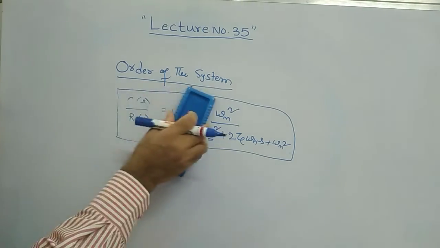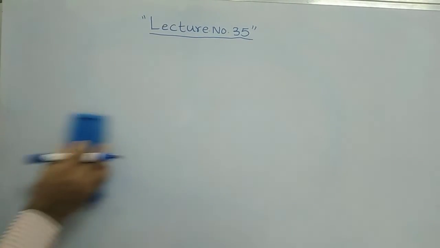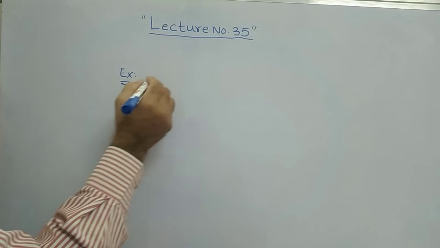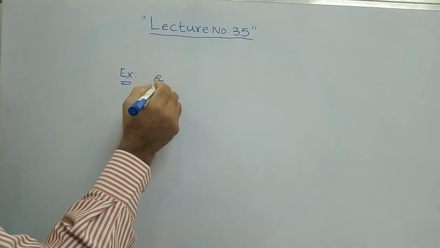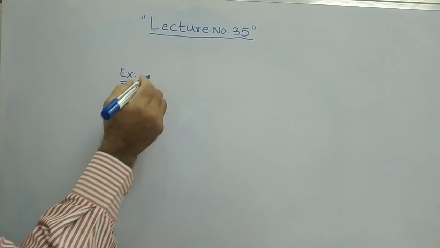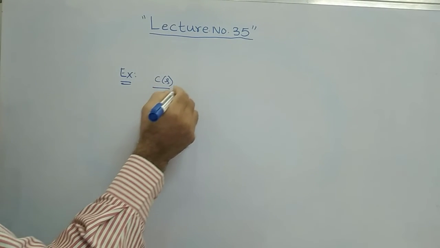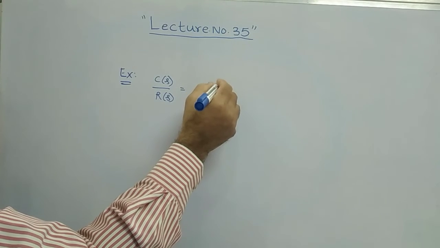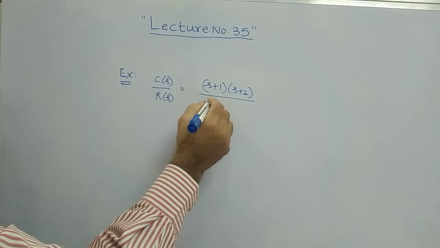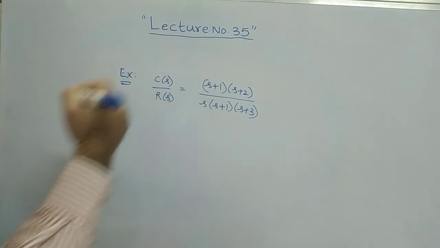Okay. I will explain with an example so that you will understand better what the order of the system is. Say, for example, the transfer function C of s by R of s is equal to (s plus 1) by s into (s plus 2) into (s plus 3)... let us say this is the given transfer function.